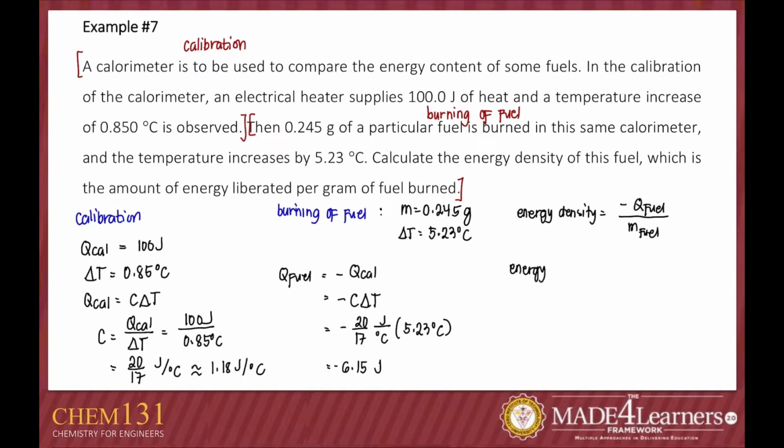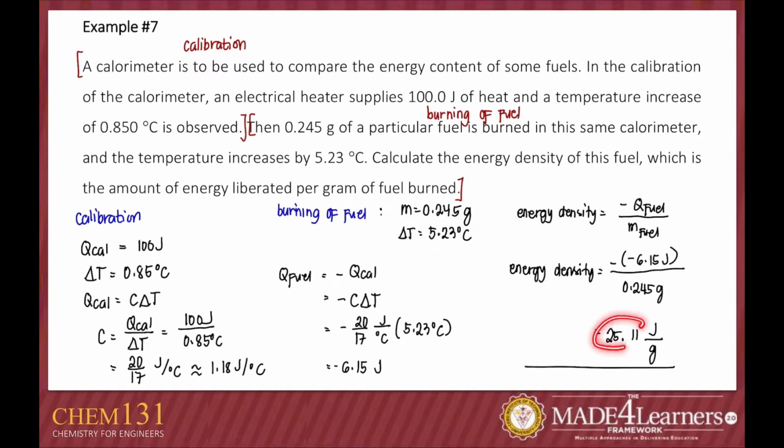So energy density equals negative of negative 6.15 joules divided by the mass of the fuel burned, which is 0.245 grams. So we divide, and so the energy density is approximately 25.11 joules per gram. So unsay pasabot ani niya? This is the amount of heat liberated per gram of the fuel burned.